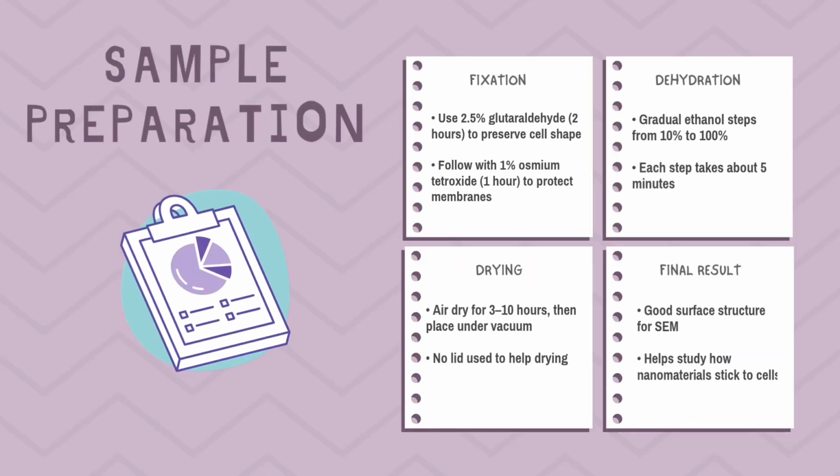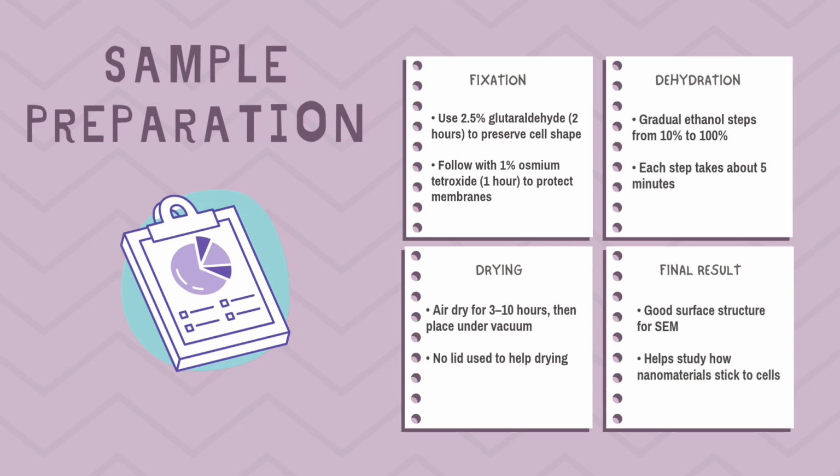Here are the simple steps for preparing biological samples for SEM. First, we fix the sample using 2.5% glutaraldehyde for 2 hours. Then, we use 1% osmium tetroxide for 1 hour to protect the cell membranes. Second, dehydration. We dehydrate the sample through a series of ethanol steps, starting from 10% up to 100%. Each step takes about 5 minutes.